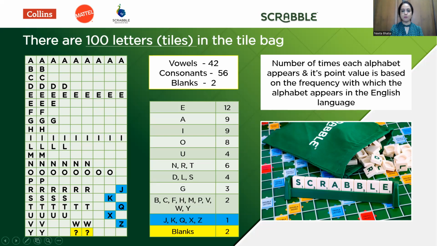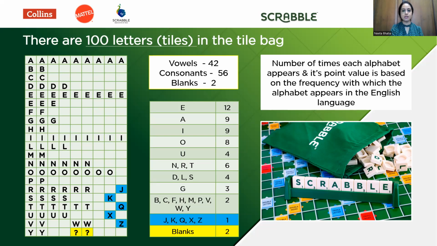Then you have these 2 blanks in the tile bag. The blanks carry no score, but these are your all-powerful jokers, and they can be converted into any tile that you want whilst making a word on the board. But do remember, even if you make this into a Z in the word you make, it will not carry 10 points. The points for a blank will remain 0.